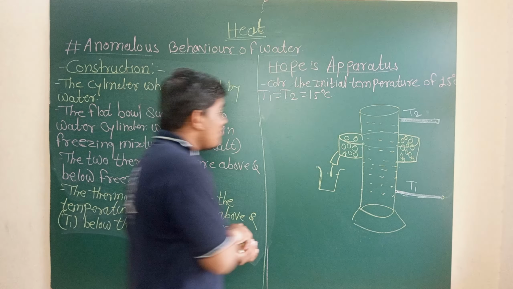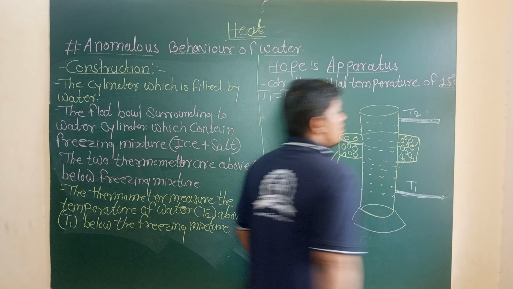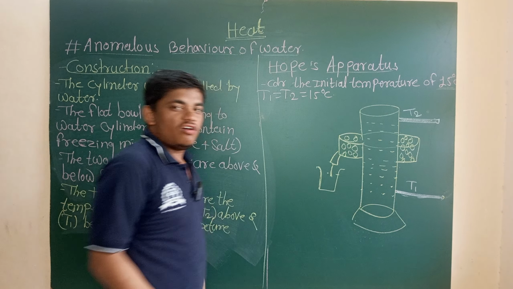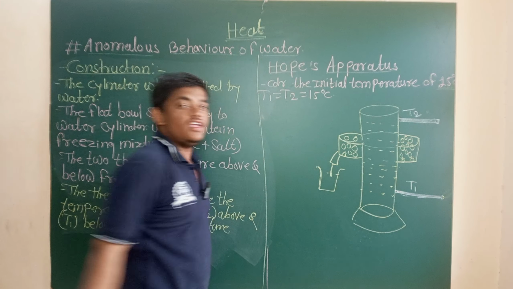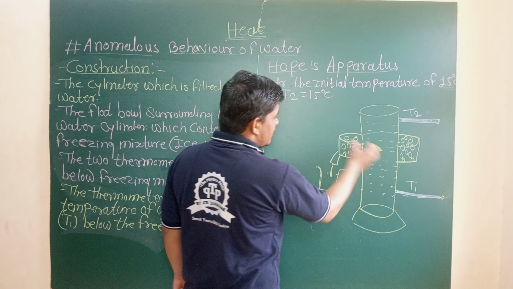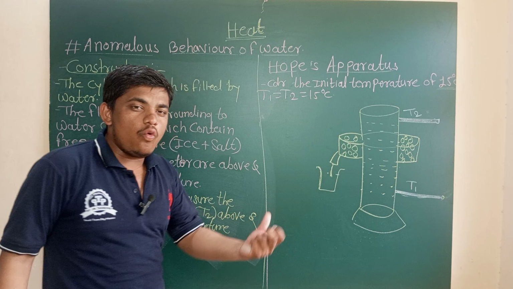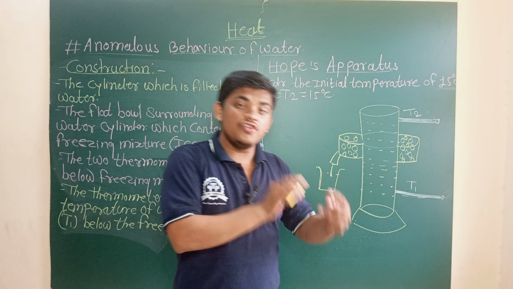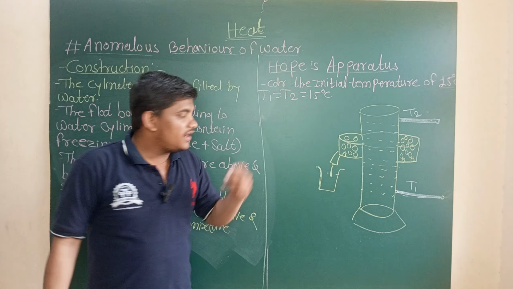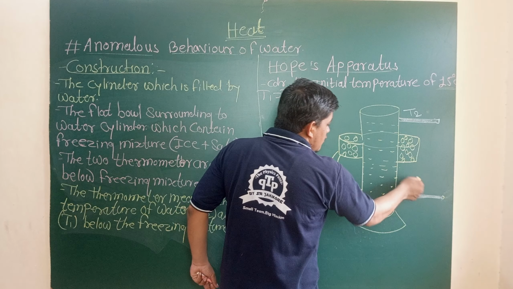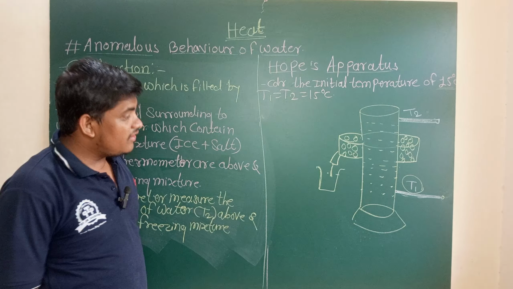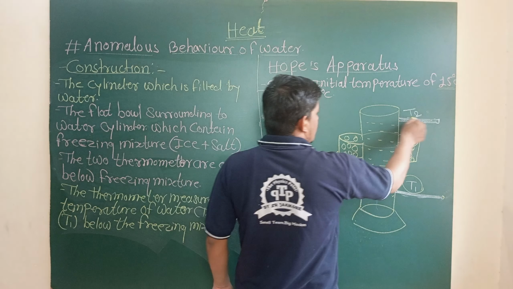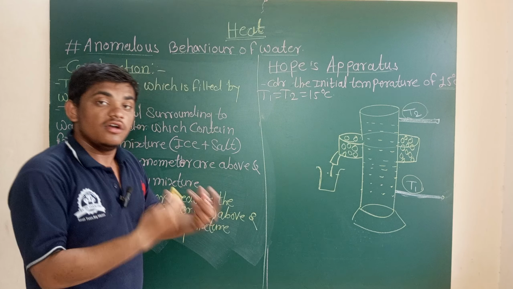But 15 degrees Celsius is more than 4 degrees Celsius, which means the water shows normal behavior at the time of cooling. This freezing mixture tries to cool the water present inside the cylinder. If the temperature is reduced to 14, 13, at that time T1 is the temperature of the water below the freezing mixture, and T2 is the temperature of the water above the freezing mixture.